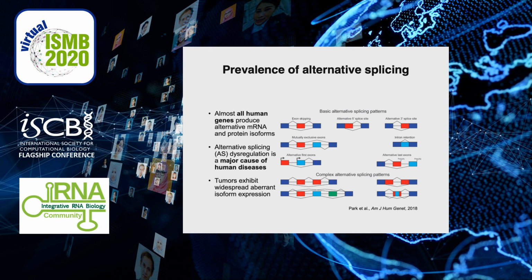So this process is tightly regulated, and its dysregulation is a major cause or contributor to human diseases, including cancers. In fact, aberrant isoform expression is widespread in tumor cells. A recent TCGA pan-cancer paper showed that there's an elevated level of alternative splicing in cancer compared to normal samples, which can be up to 30%.